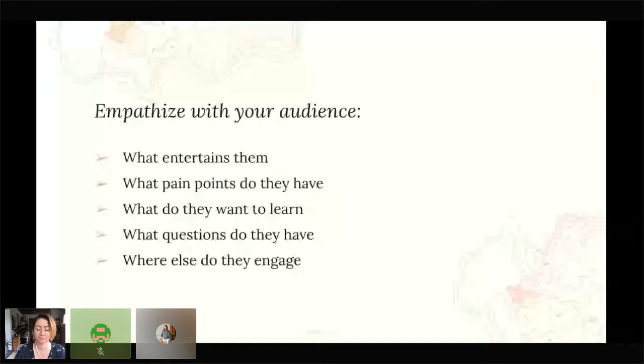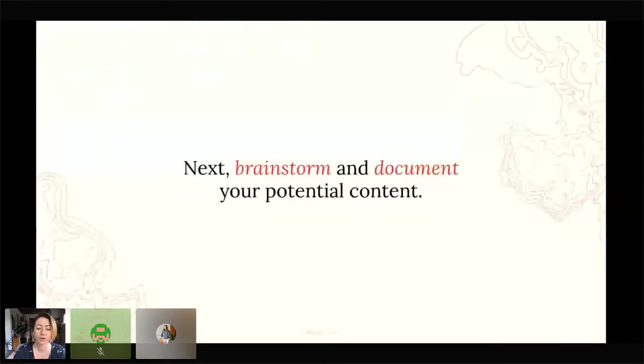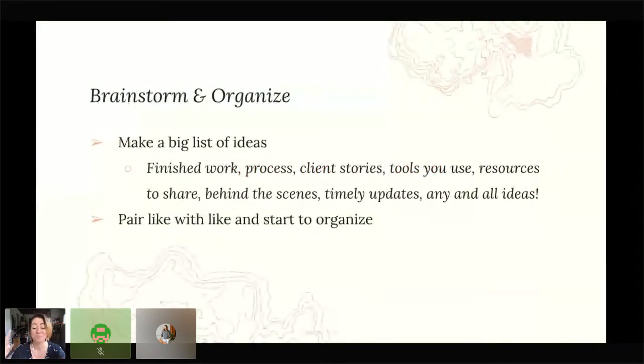Next up, with your goals and your audience in mind, it's time to start brainstorming and documenting your content ideas. Start by making a big list of ideas. This can be something that lives on a spreadsheet or on a big piece of paper, on a whiteboard, really anywhere that you can start to get your ideas out of your head. Start writing down every single idea you've ever thought about for your potential content. This can be projects you've completed, processes that you want to explain, tools that you use, educational resources you have access to, behind the scenes information.